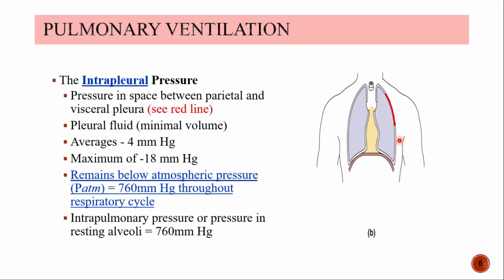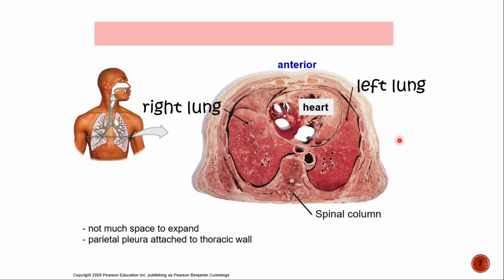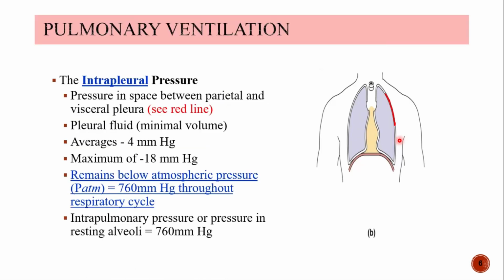We know that atmospheric pressure is 760 millimeters of mercury throughout the respiratory cycle. So the intrapulmonary pressure, or pressure in resting alveoli, is equal to 760 millimeters of mercury, that is equal to atmospheric pressure. At sea level, air pressure is 760 millimeters of mercury. So the change in size of the lungs causes the pressure inside to drop to about 758 millimeters of mercury. During inhalation and even exhalation, lungs do not move independently.